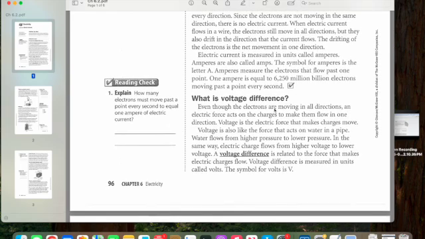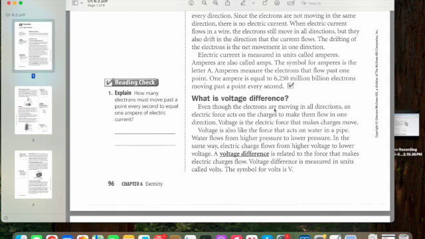What is voltage difference? Even though the electrons are moving in all directions, an electric force acts on the charges to make them flow in one direction. We're going to highlight this sentence. Voltage is the electric force that makes charges move.